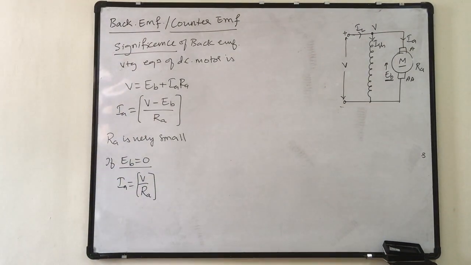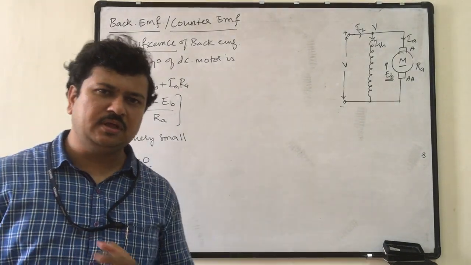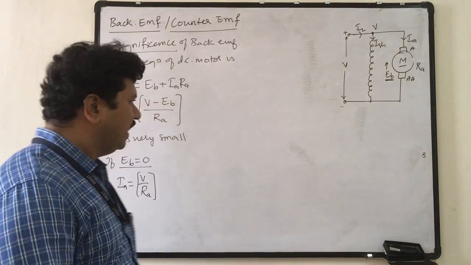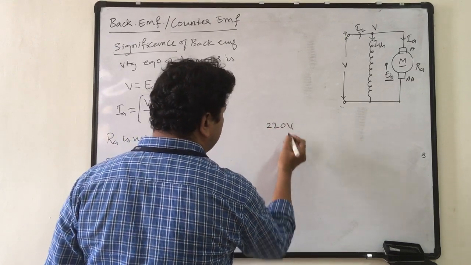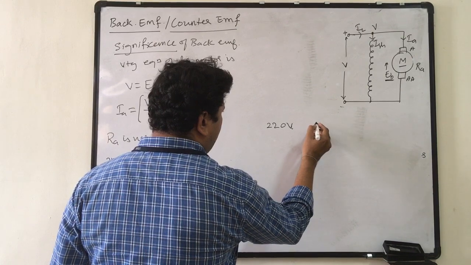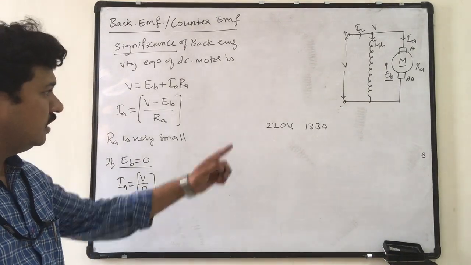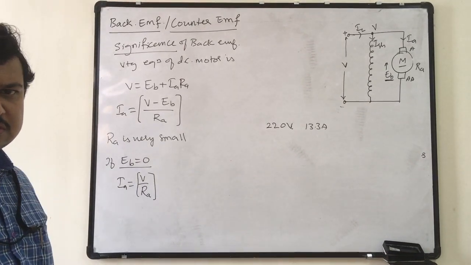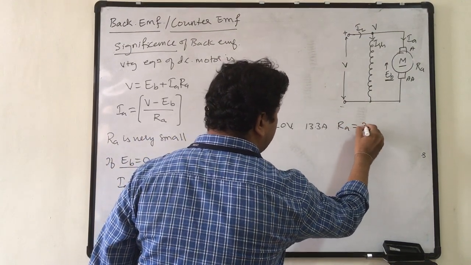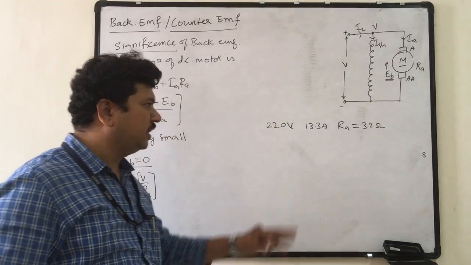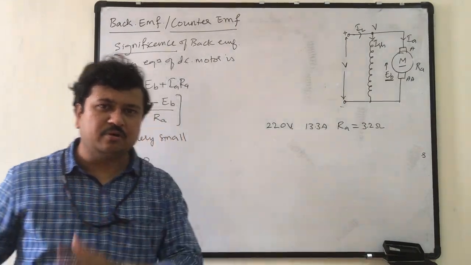Okay, so a very simple example I will give you of a motor that is used in our own laboratory in the department. We have a DC motor of 220 volts, having a current rating of 13.3 amperes. The maximum current it has to carry is 13.3 amperes, and with various tests we have performed so far, the resistance of that armature is around 3.2 ohms.